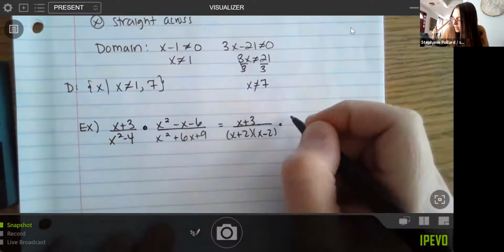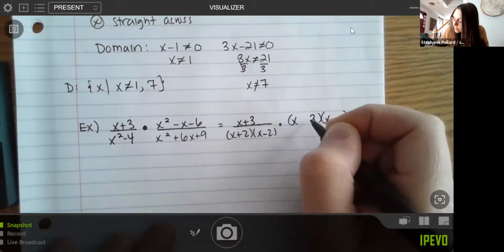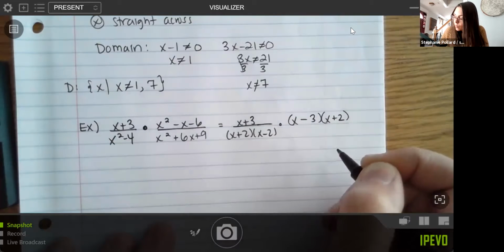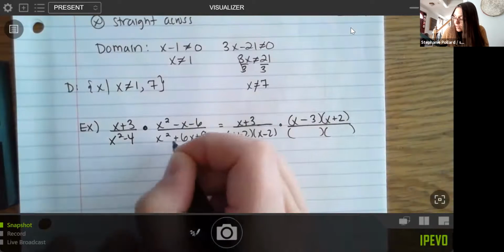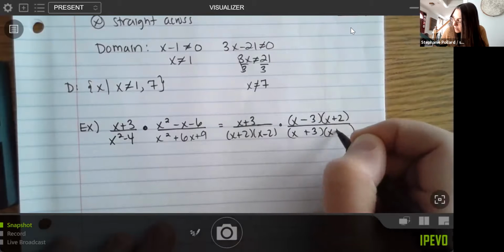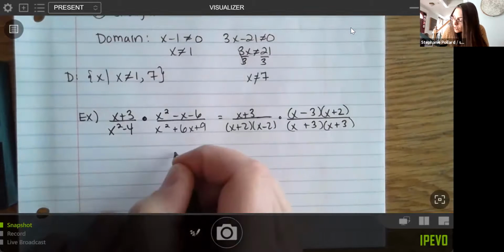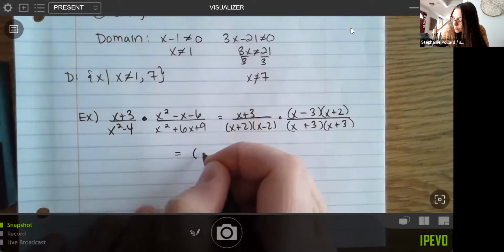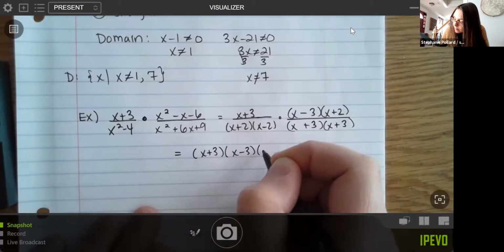Here, I'm going to try to factor this as well. So let's see, minus 3 and positive 2 is going to work there. And then I'm going to factor here too. And plus 3 and plus 3 is going to work for my factoring there. Now I like to just rewrite everything. Remember, this stays together, so I'm going to put parentheses there, and I go straight across.